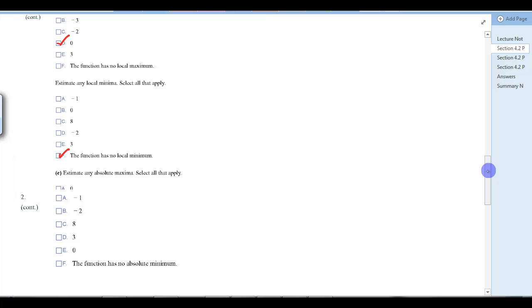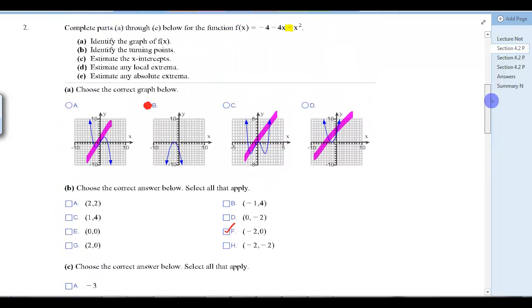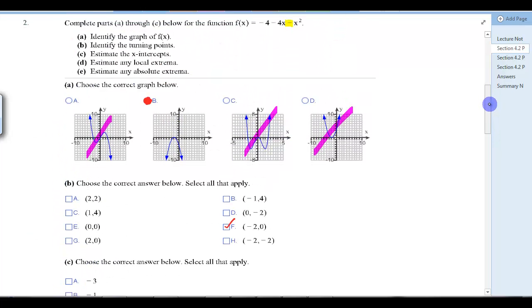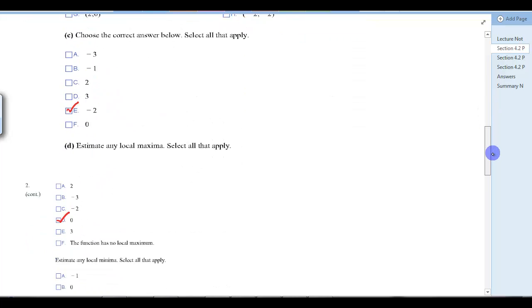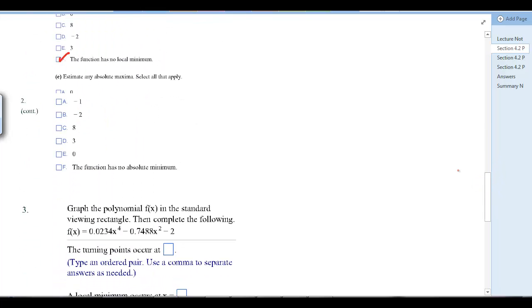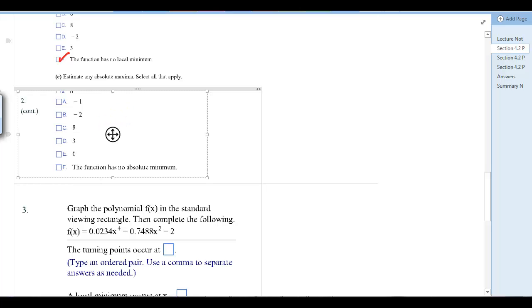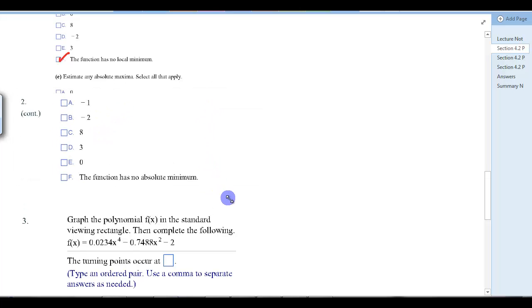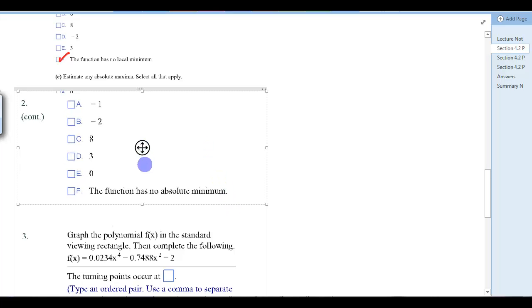And then the last part that we were doing said to estimate any absolute extrema. All right. So absolute maxima. So that highest point was what? At 0. Did I cover up some of this? I think I did. Let's see.